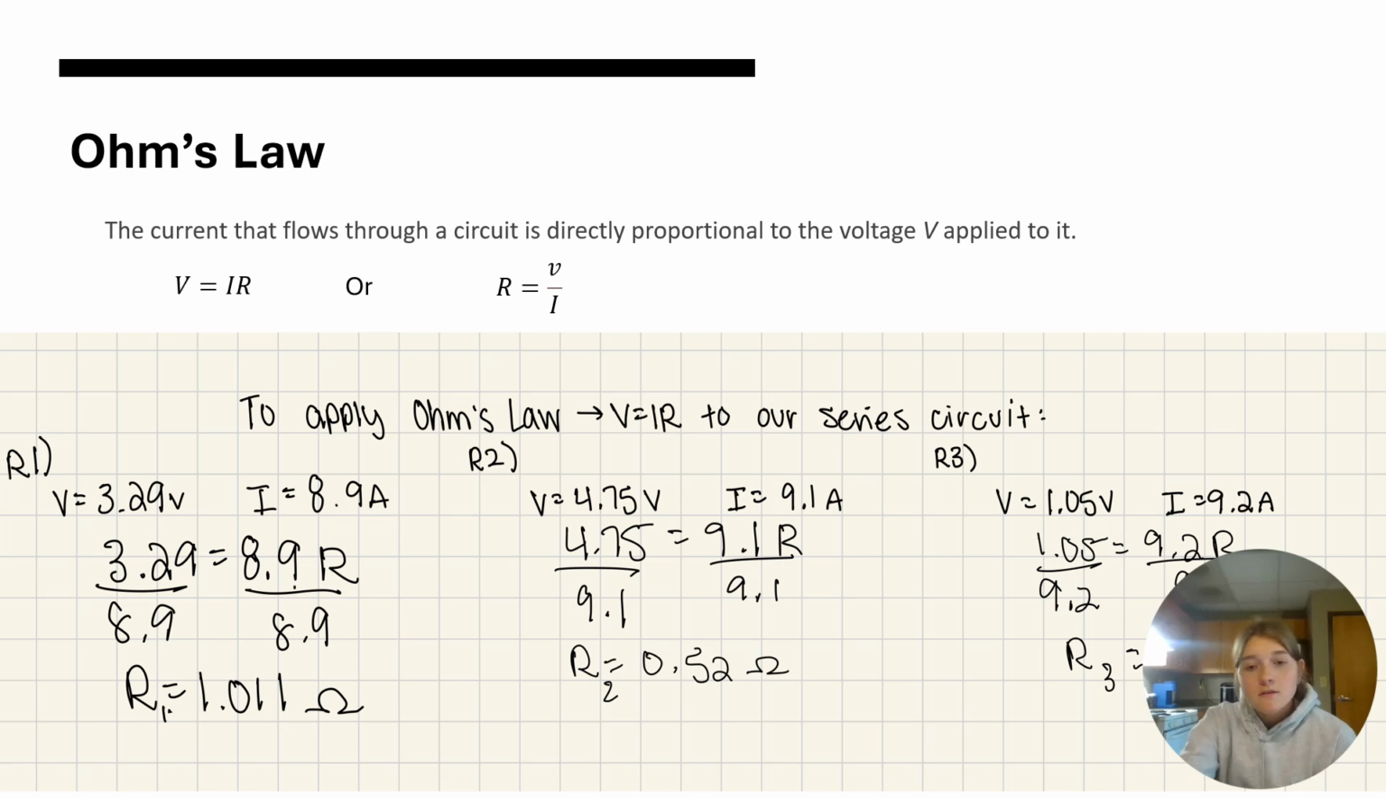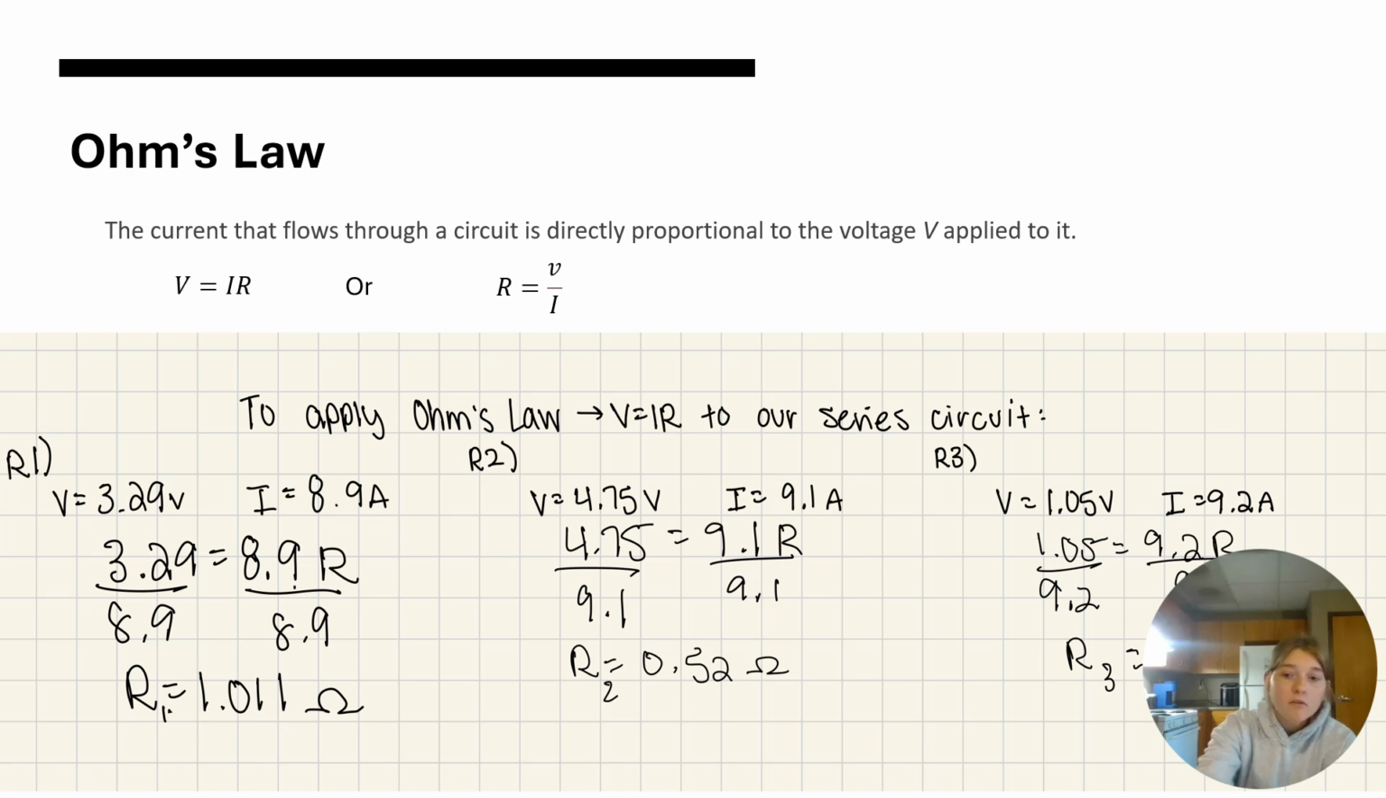And then I did the same process for R2, which V was 4.75 volts, and I was 9.1 amps. So you do 4.75 divided by 9.1, so that gives you the resistance of R2 in ohms. Then do the same process for R3.